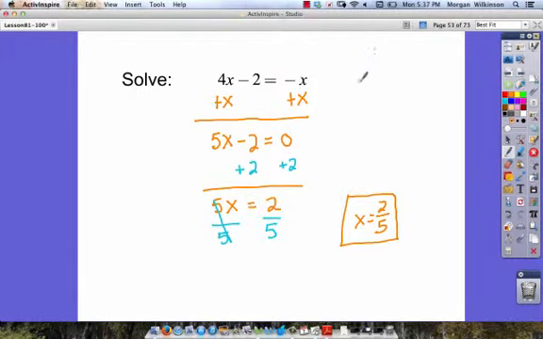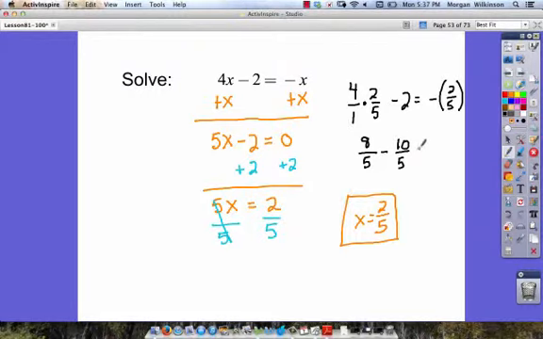And in order to check, we can say 4 over 1 times 2 over 5. We can just set it up as fractions originally, minus 2 should be equal to negative 2/5. Well, let's see if all of this on the left equals negative 2/5. So 4 times 2, that's 8. So we get 8/5 minus 2. And 2, if we had a denominator of 5, would be the same thing as 10/5. Is that equal to negative 2/5?